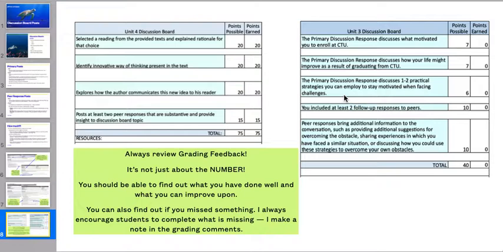Don't see your discussion board as sort of a final thing. Well, I posted once, it's over, it's done. Look at it as a conversation.